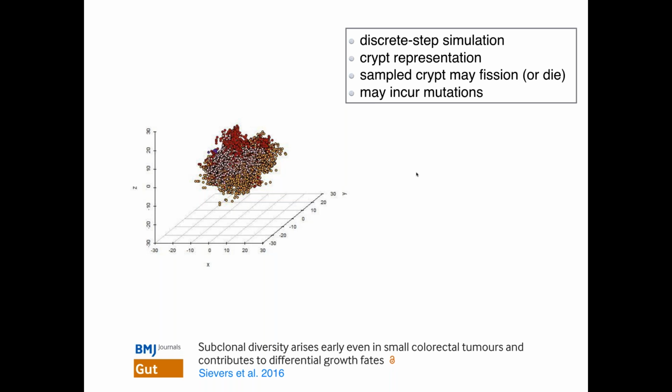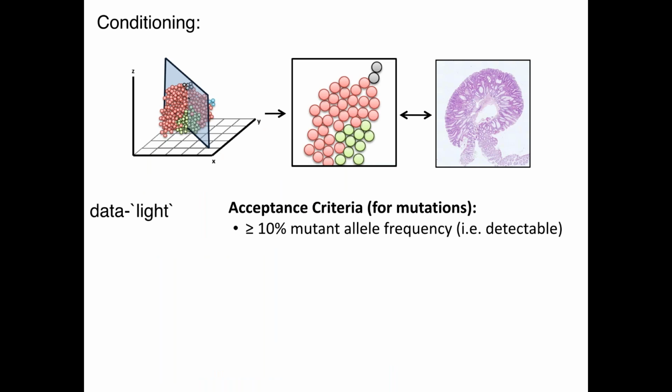Now, what did Sievers do? They would simulate these tumors, and then they'd mimic the sampling process. They did an in silico section of the tumor, looked at the clones, at the crypts inside. Basically, we're trying to match what they observed here with their observed data on the 36. Now, in the Sievers paper, they do something very light. Instead of conditioning on all 36, they just ask a very, very simple question, which is a little bit different than conditioning on all the data.